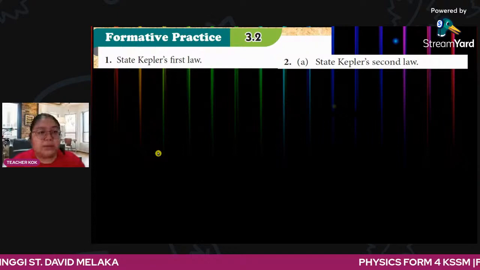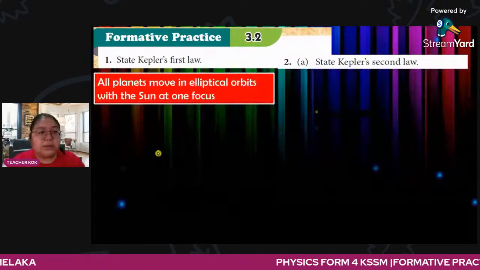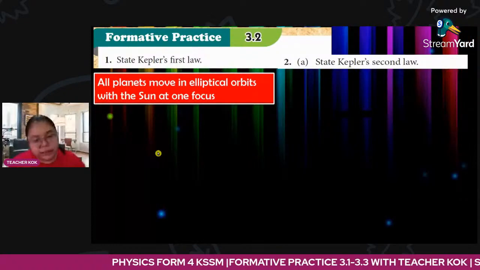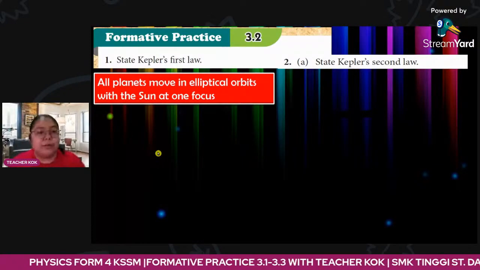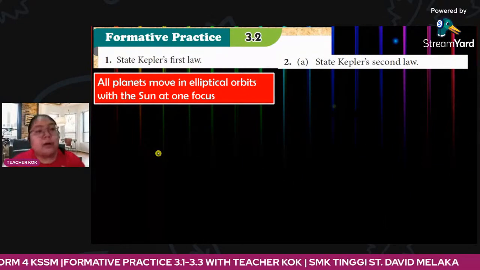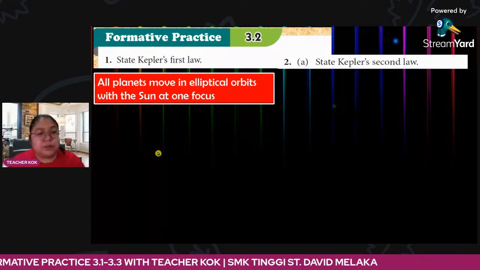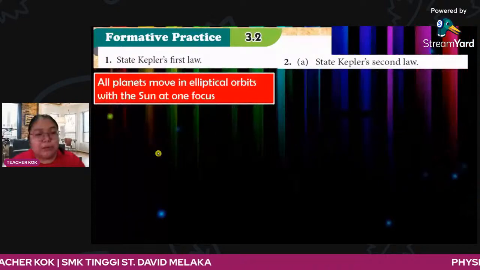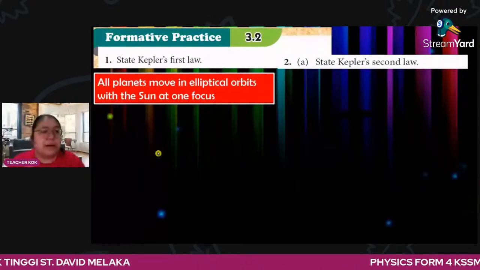So from here, let's see the first law. The first law is that all planets move in an elliptical orbit, the shape is an ellipse, with the sun at one of the foci. So that means the sun is at one focus point, and the planet just moves in an elliptical orbit around the sun. So this one we call Kepler's first law.